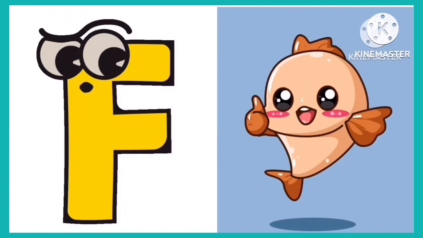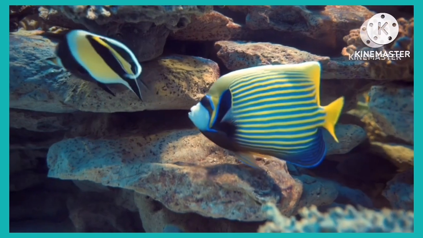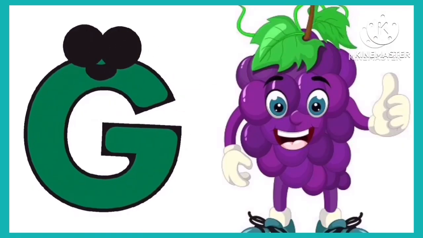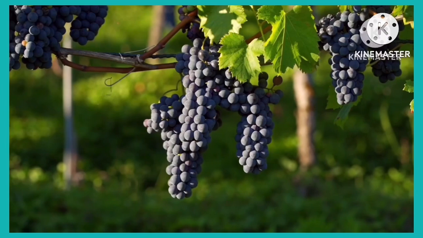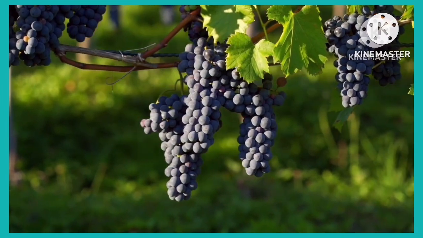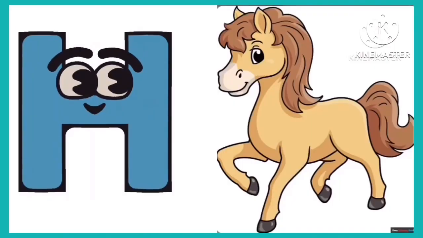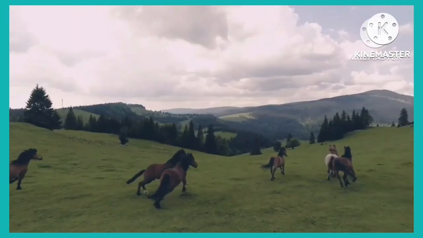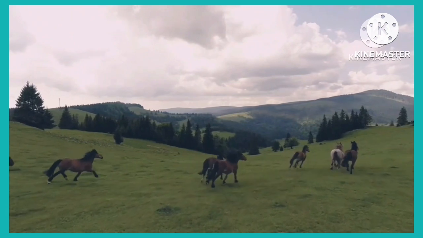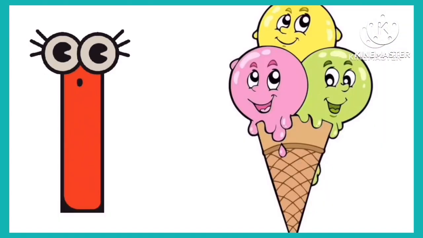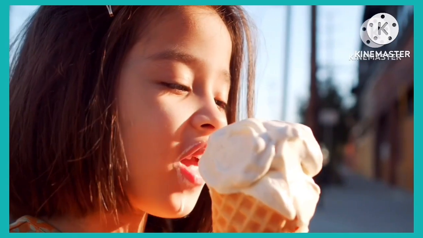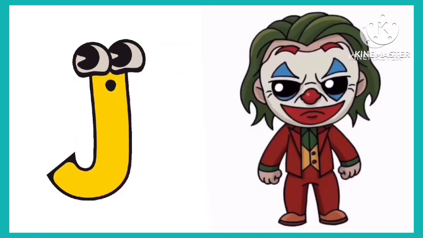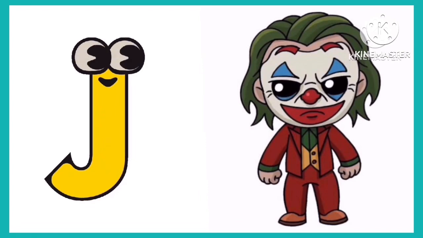F is for fish. G is for grapes. H is for horse. I is for ice cream. J is for joker.